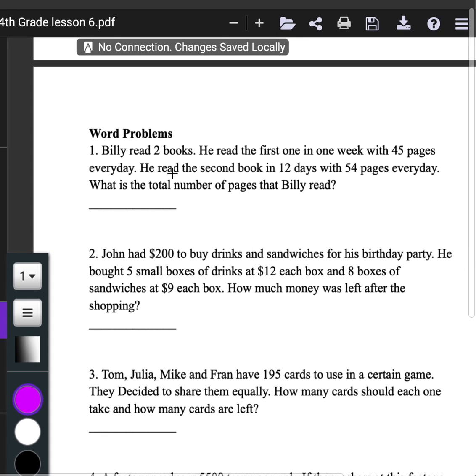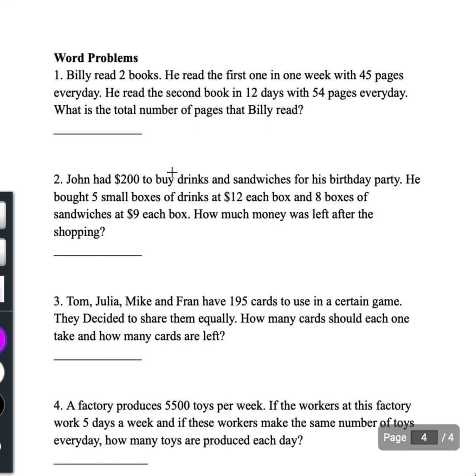Going on to the last page, let's read the question. So, Billy read 2 books. He read the first one in 1 week with 45 pages every day. He read the second book in 12 days with 54 pages every day. So what is the total number of pages that Billy read? So we know that the first one he read 45 pages. The second one he read 54 pages. So it's just giving you extra days, but it's just asking what the total number of pages he read are.